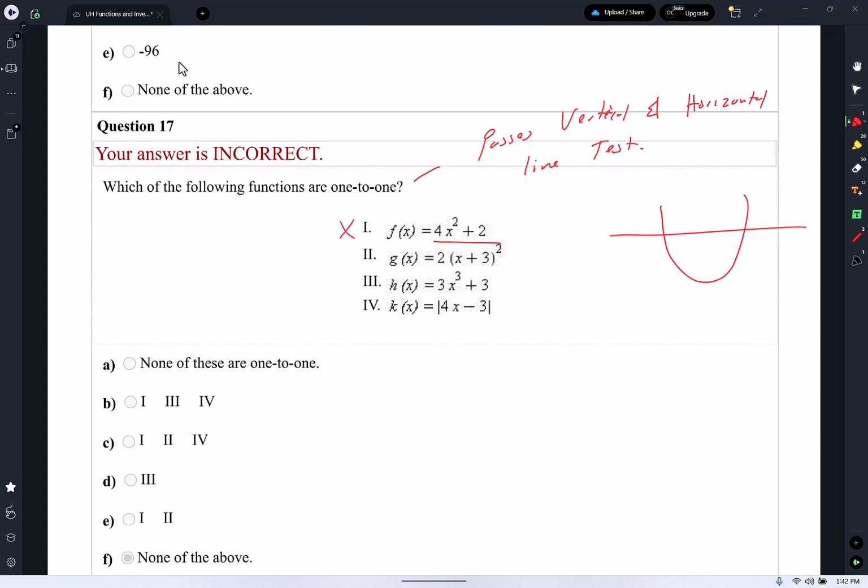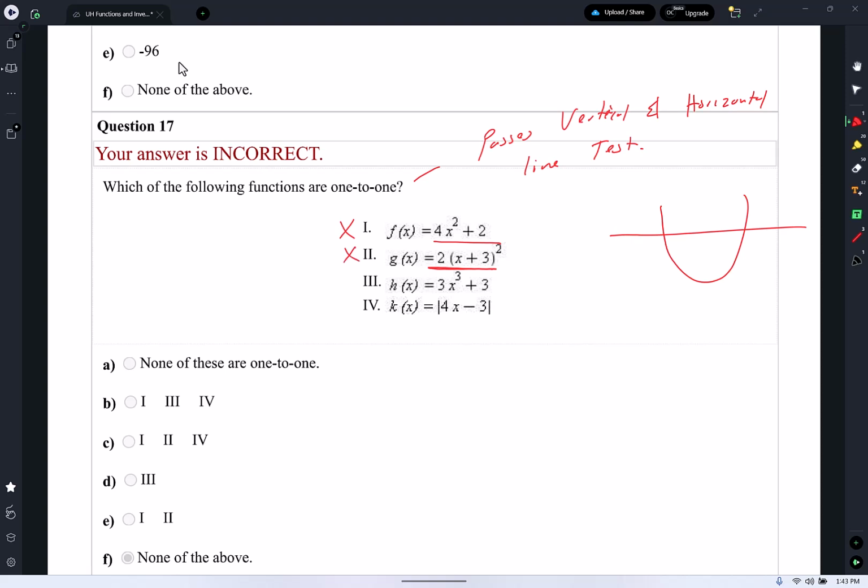So that one's out. Roman numeral 2, is that one a parabola also? What do you guys think? Oh, I don't know, child. It has an x plus 3 with a square on it. It is a parabola, guys. If you were to expand it, you'll have an x squared. So that's a parabola also. So that one is also not one-to-one.